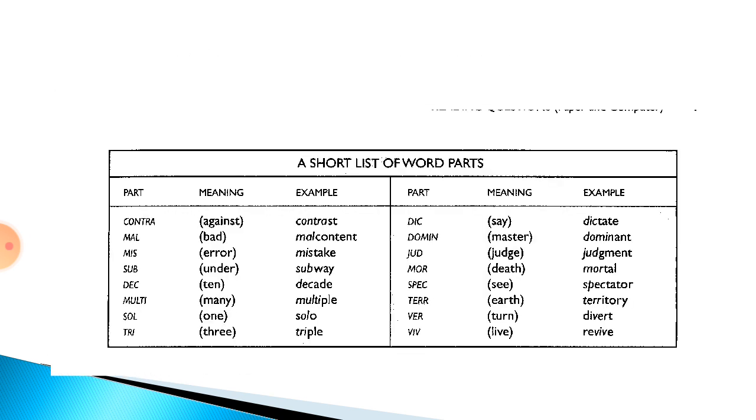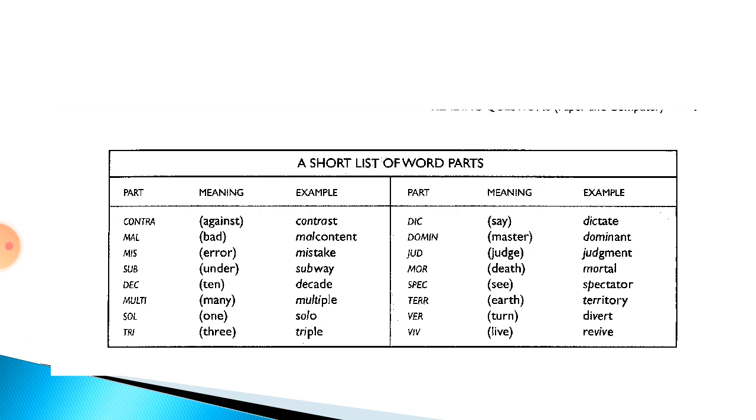Here in this table, you have a list of some word parts. If you notice in this table, you have the part, the meaning of the part, and an example for each part. For example, we have here the part "contra," which means against. An example, the word "contrast." The part "mal" means bad. An example, "malcontent." The part "mis" means error, incorrect, or mistake. The example here is "mistake."